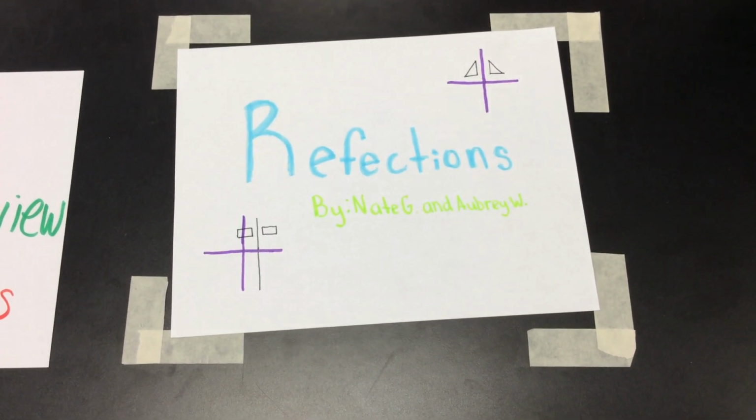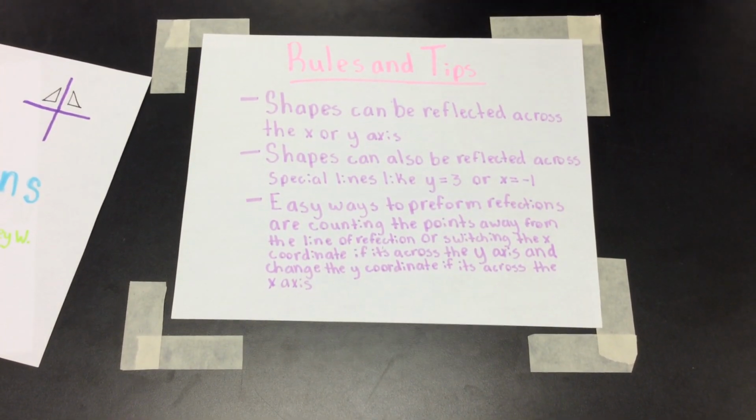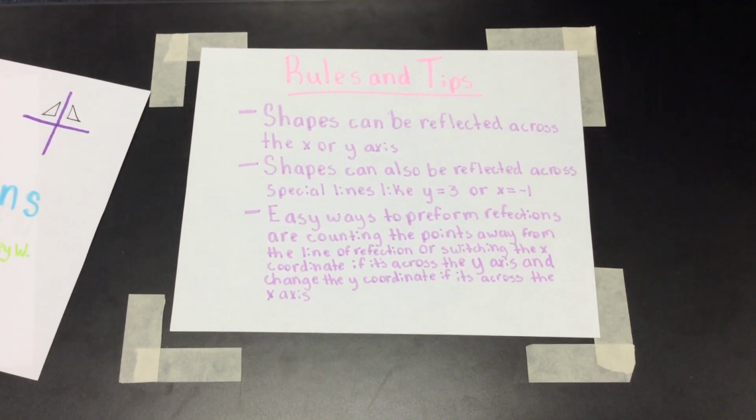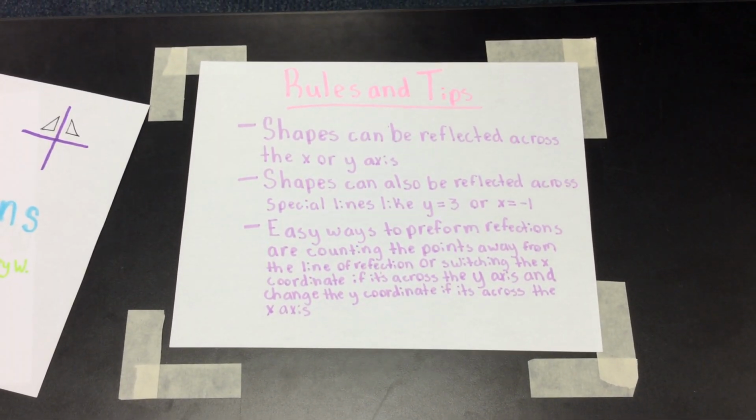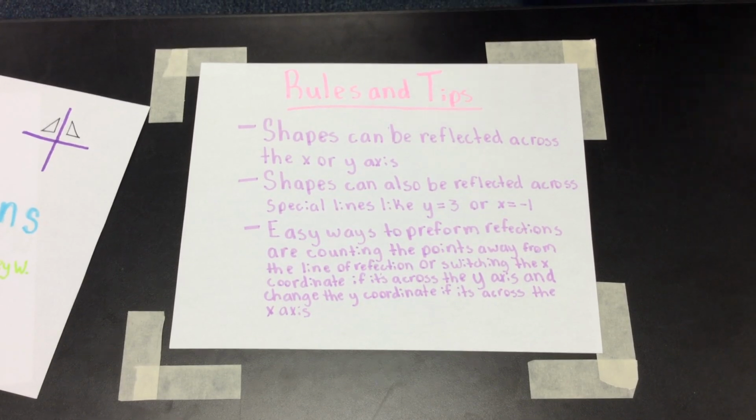Reflections by Nate G. and Aubrey W. Rules and tips. Shapes can be reflected across the x or y axis. Shapes can also be reflected across special lines like y equals 3 or x equals -1.